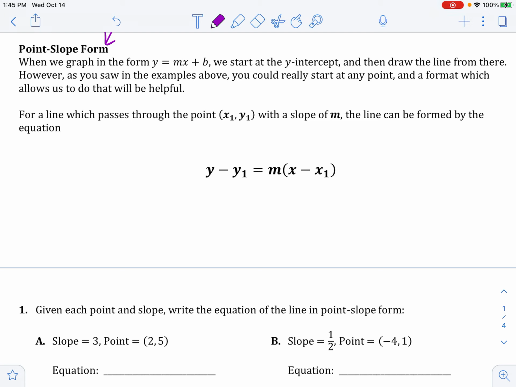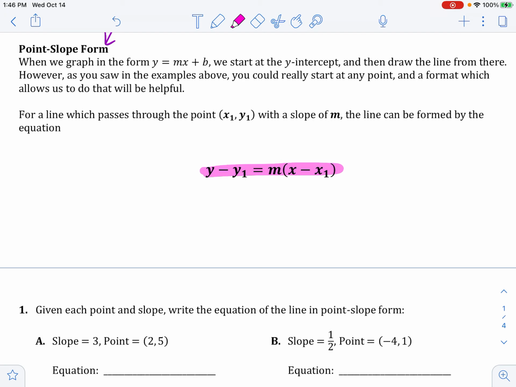Okay, so let's talk about our next form, which is point slope form. It says when we graph in the form y equals mx plus b, which was slope intercept, we start with the y-intercept, and then we draw a line from there. However, as you saw in the examples above, you could really start at any point, and a format which allows us to do that will be helpful. So here is our next form.